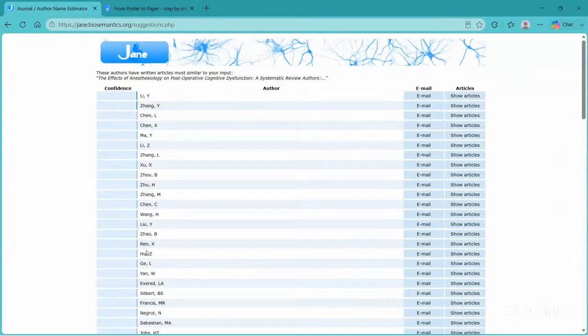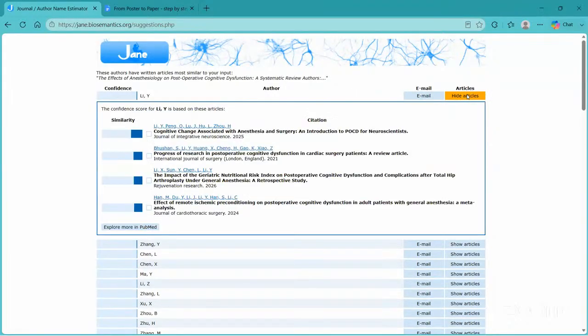And then with the same thing, you can, let's say, find authors. If you click on find authors, it will give you the same thing, but it will give you names and sometimes emails of authors and their articles who have published something similar to the topic that you are trying to publish.